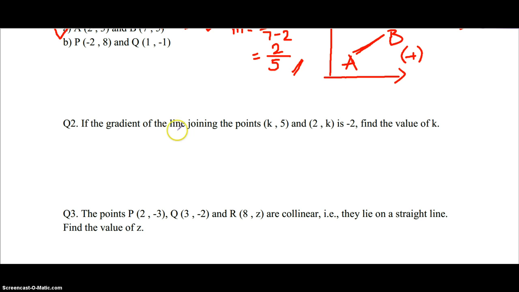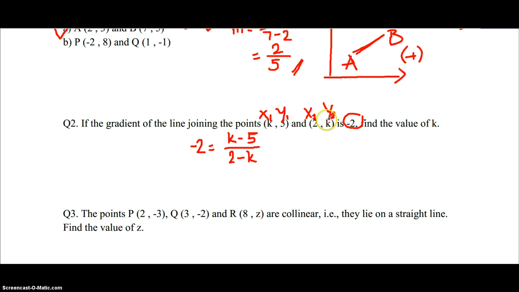If the gradient of the line joining the points (k, 5) and (2, k) is minus 2, find the value of k. Like what I said earlier, always identify the points. This is x1, y1, x2, and y2. The gradient is minus 2, which means minus 2 is equal to y2, which is k, minus 5, which is y1, divided by x2, which is 2, minus k.